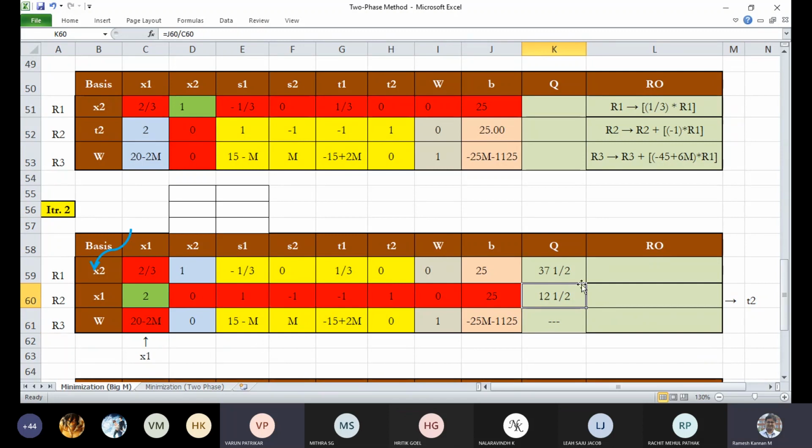Alright. So now we can see among these, the least is 12 1 by 2. Or you can even check this also, minus 25 multiplied by 1000.